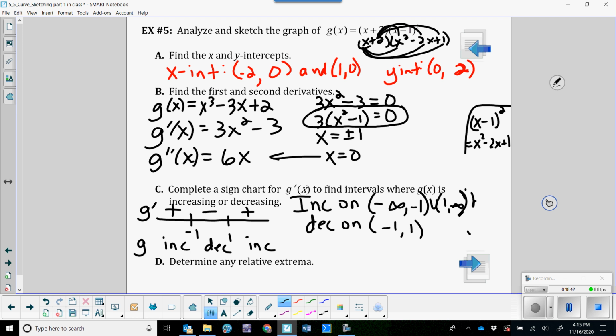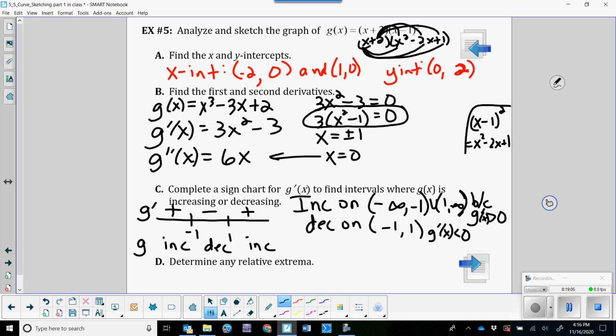Again, our reason is because f prime of x greater than 0, or g prime, I guess, is the function. G prime of x greater than 0, and here it's decreasing because g prime of x is less than 0. Okay, so those are things that we've done over and over and over again.